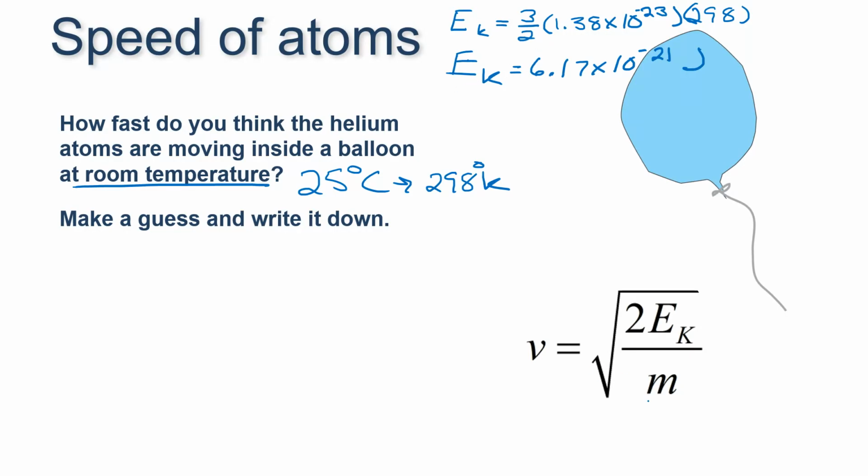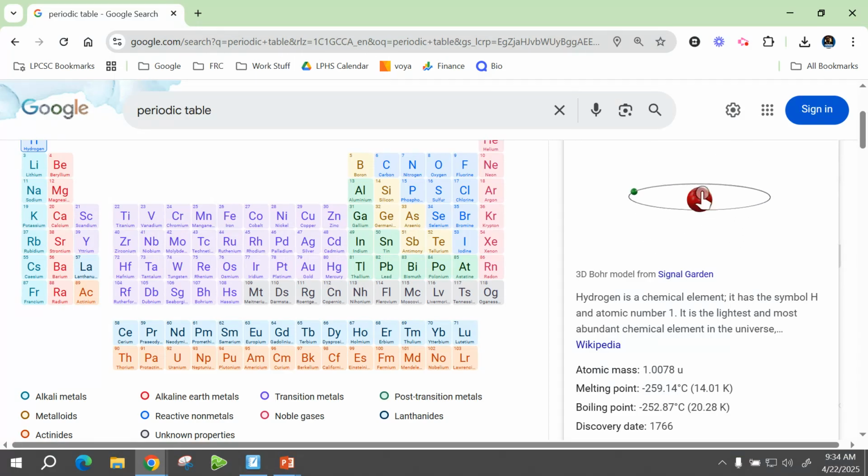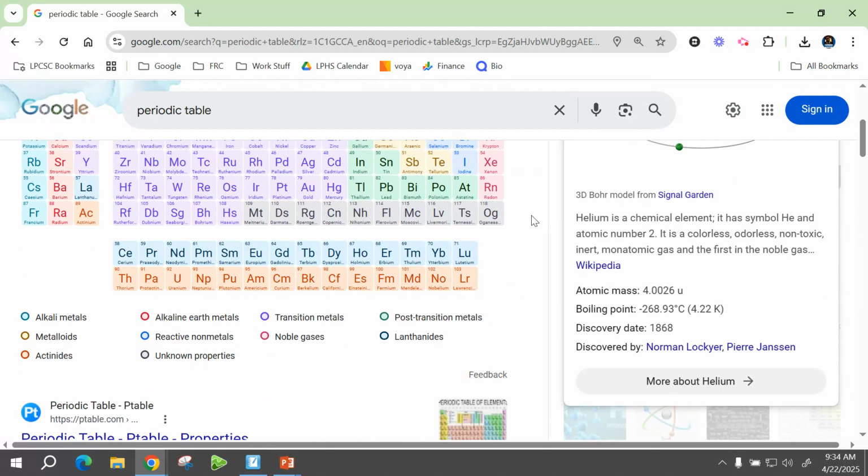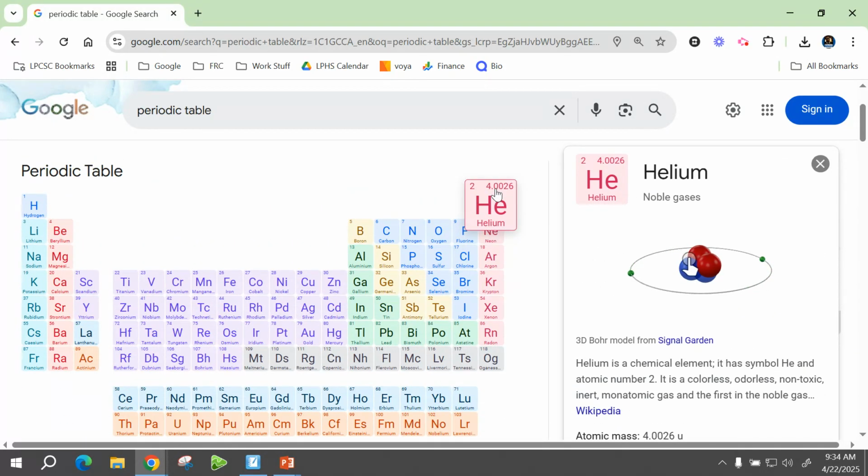Now the mass is tricky, because I need the mass per atom, which is a very small number. What type of atom? Helium atom. So I'm going to have to look into this periodic table that I have here, and I'm going to look at the atomic mass. So if I click on helium, which is this little thing right here. No, that's neon. See that number in the upper right-hand corner? That's the atomic mass. Okay?